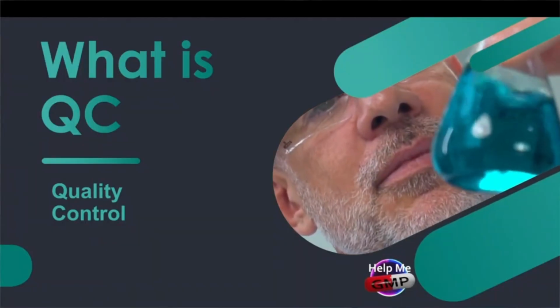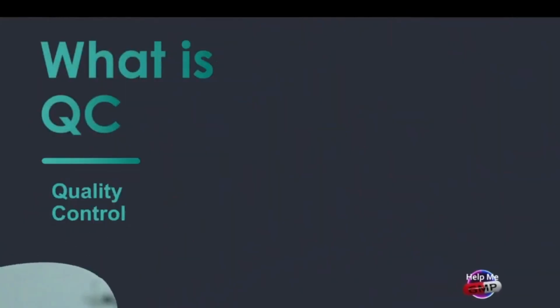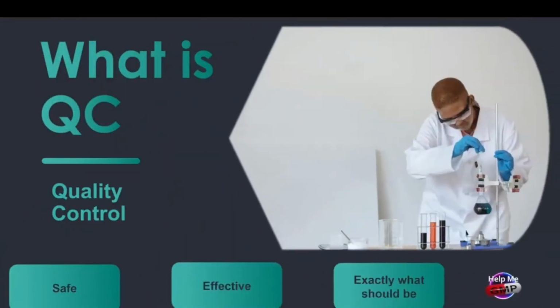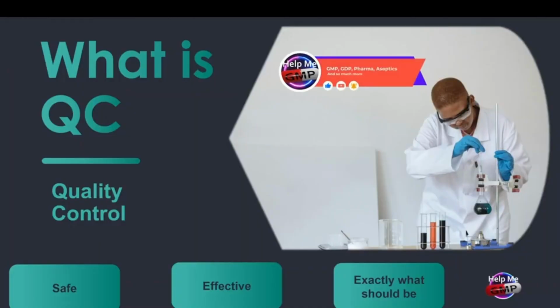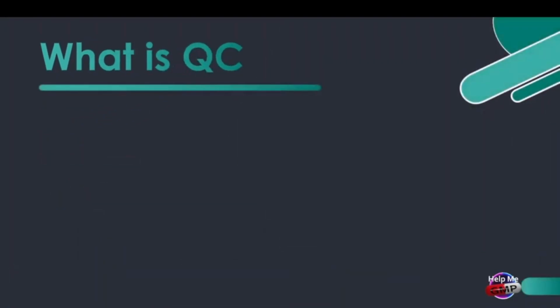Today we're exploring what is QC. Imagine this. You take a medicine expecting it to work, but it doesn't. Or worse, it causes harm because it wasn't tested properly. That's exactly why quality control exists. It's the final checkpoint before a medicine reaches the patient, making sure every batch is safe, effective, and exactly as it should be. But how does it actually work?